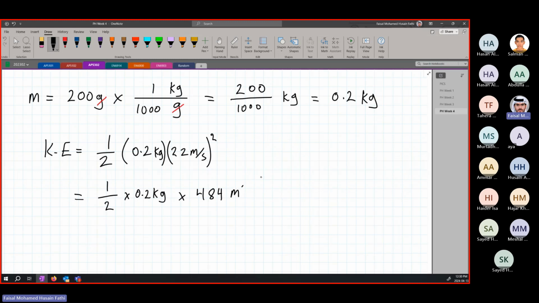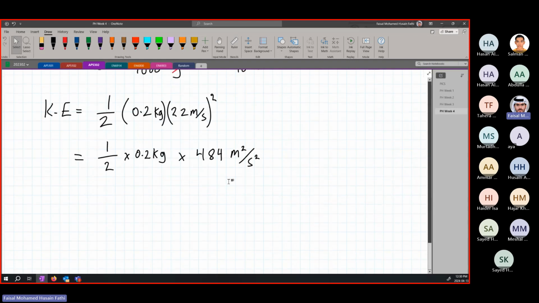Meters will become squared and seconds will become squared. And then, again, I'm just going to explain the units here. There's nothing to memorize here. It's just an explanation of the units.